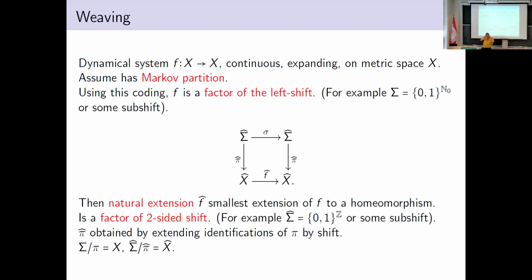Okay, so basically we have all these identifications, and we shift it around by the two-sided shift, and now we get more identifications. And we have this diagram. Here, this is the two-sided shift. It's invertible, and here this is what is called the natural extension. Instead of giving this abstract definition, we can just define our natural extension in this way: we take the quotient by this two-sided shift, by this extension of this projection map.